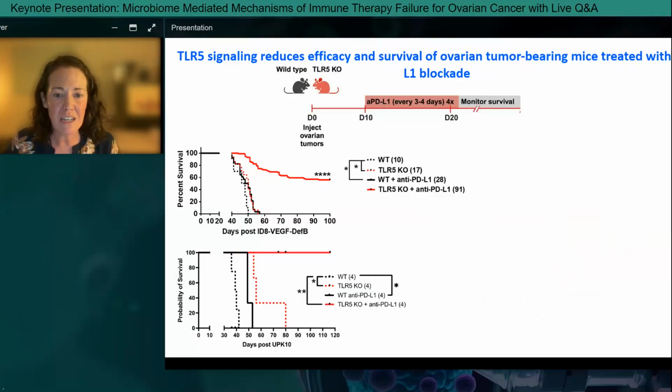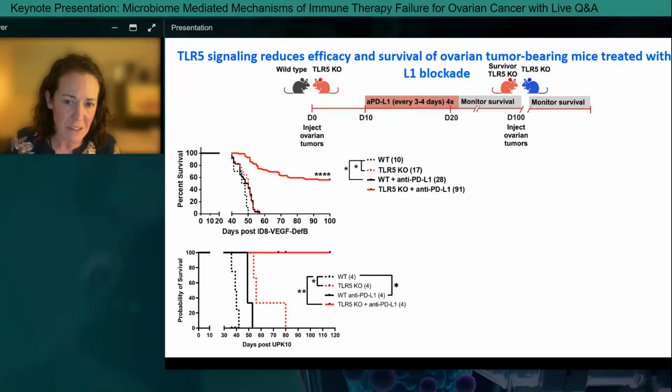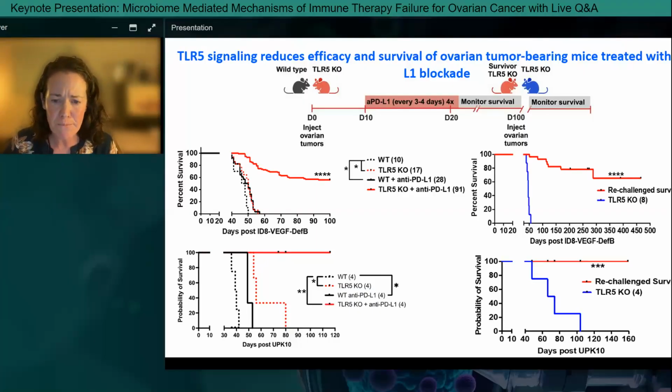We next wanted to test the durability of the survival response to see whether there's a memory response that is initiated in these TLR5 deficient animals. And so we re-challenged the survivors after 100 days with the same tumor cell line in the absence of therapy and monitored their survival. And looking at the solid red lines, I hope you can appreciate that, again, we saw a significant survival benefit. And the fact that animals are dying even after 300 days really indicates long-term ongoing pressure against the tumors that is eventually lost, likely because the animals have old age.